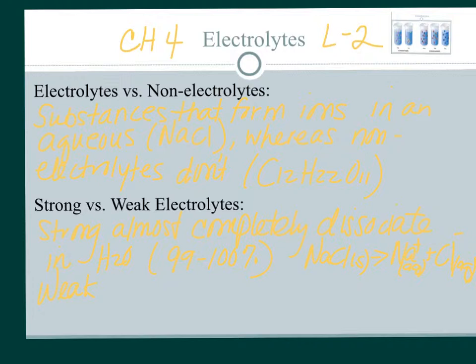Weak electrolytes only slightly dissociate. So for example, acetic acid, which is simply vinegar, basically stays as acetic acid. There's only a slight dissociation.